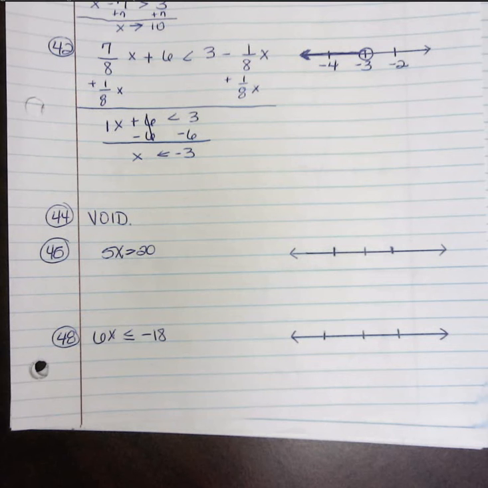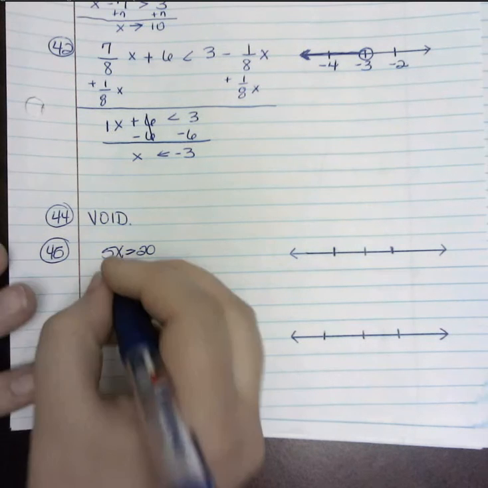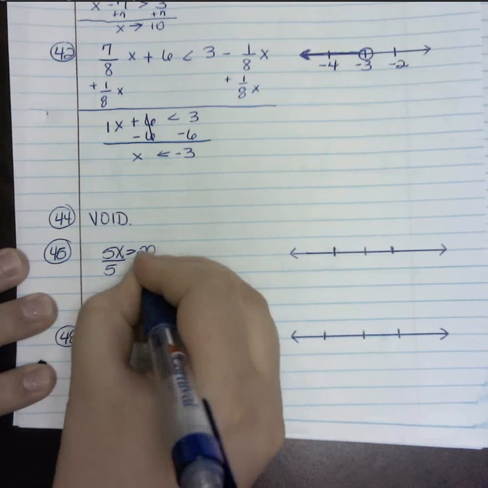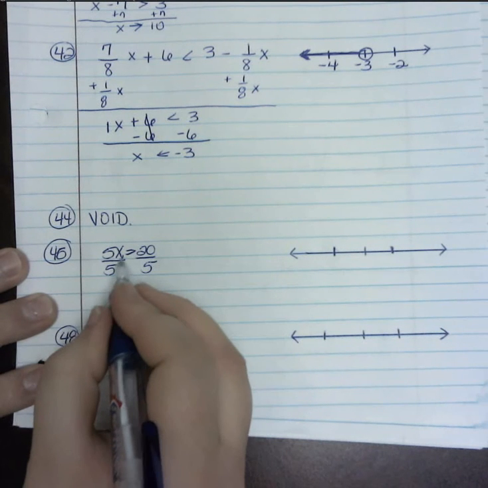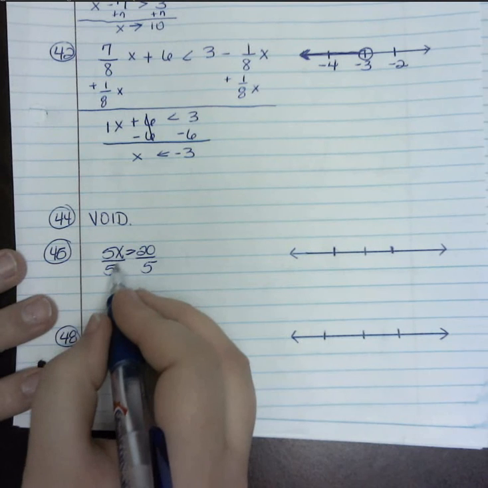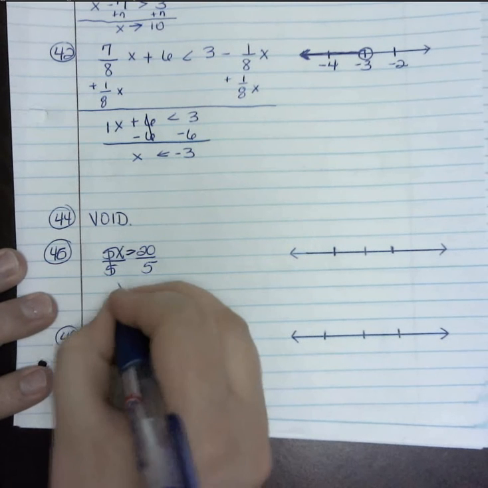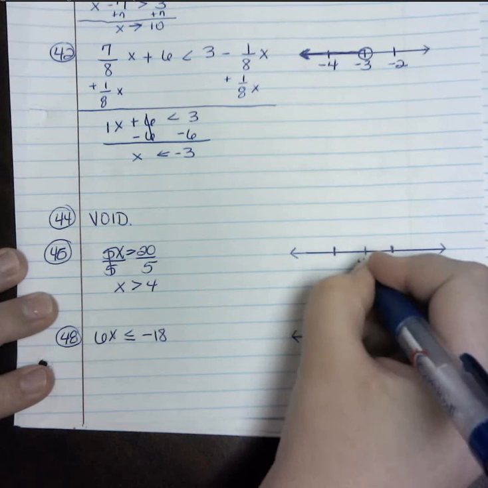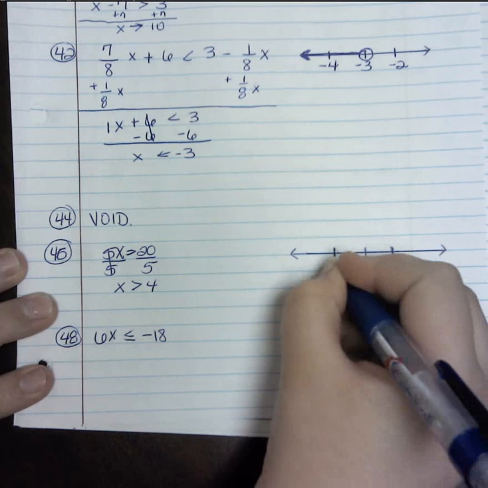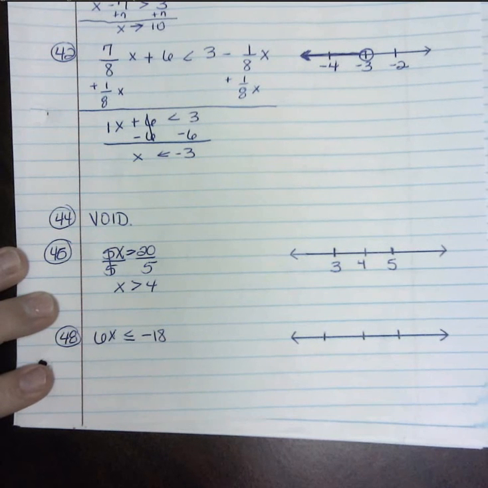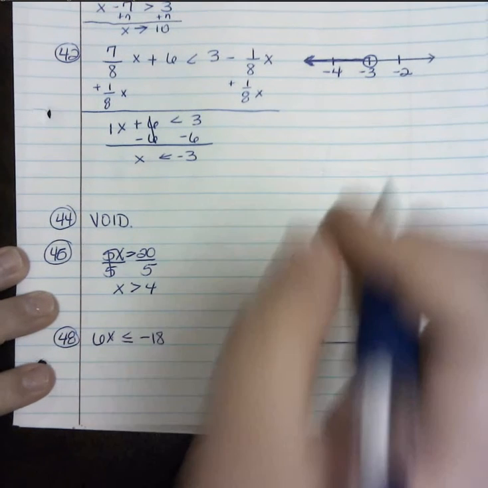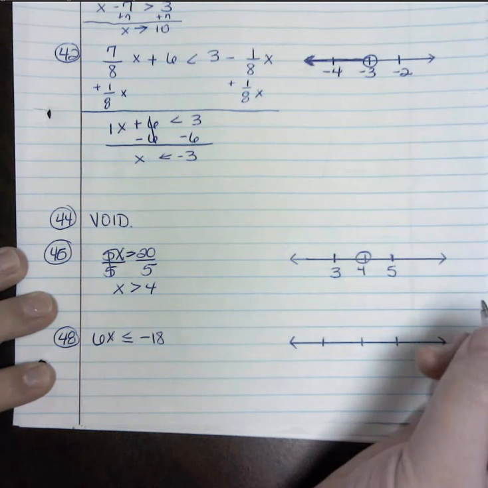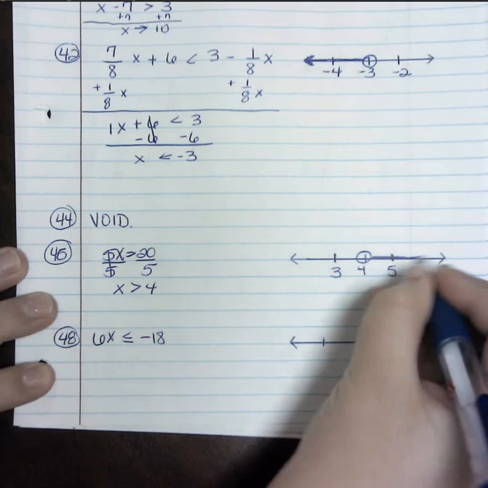So moving on to number 46, we have 5x is greater than 20. So I'm going to divide both sides by 5, because the opposite of multiplying x by 5 would be to divide. So that gives us x is greater than 4. So I'm going to put my 4 here, 5 here, and my 3 there. An open circle on the 4, and I'm going to shade to the right.